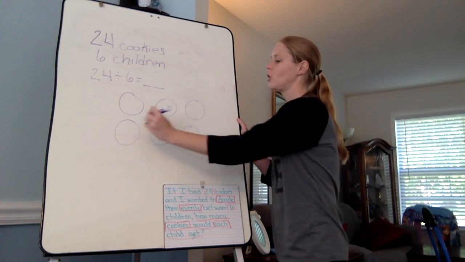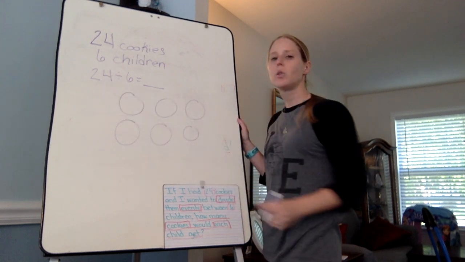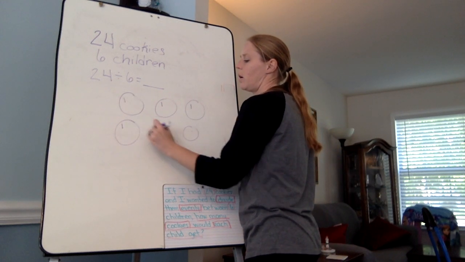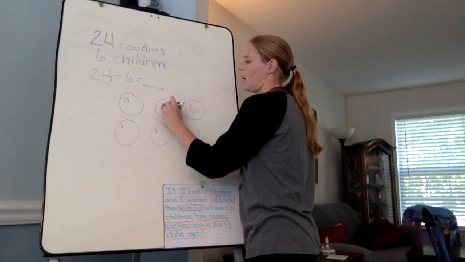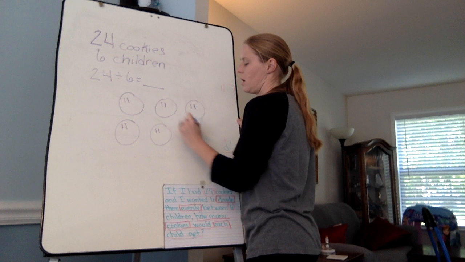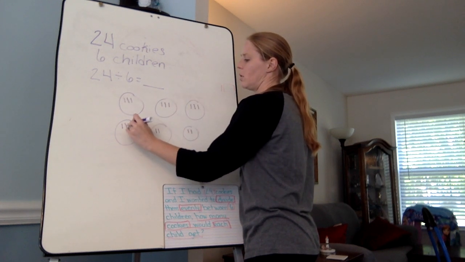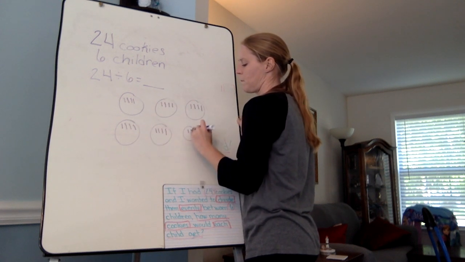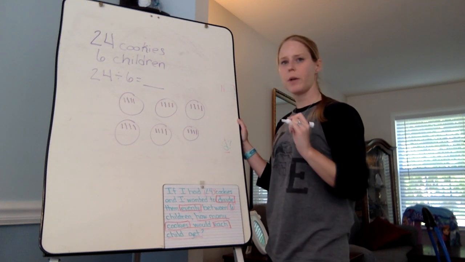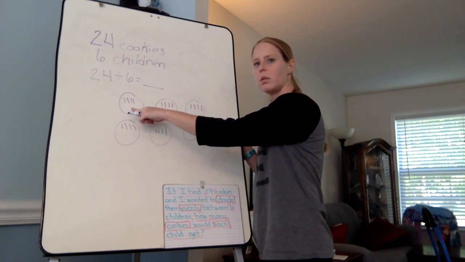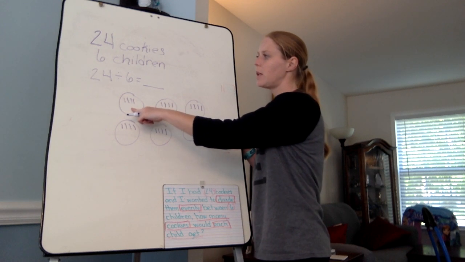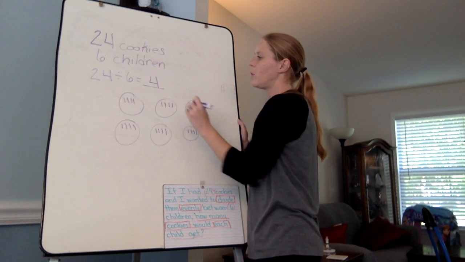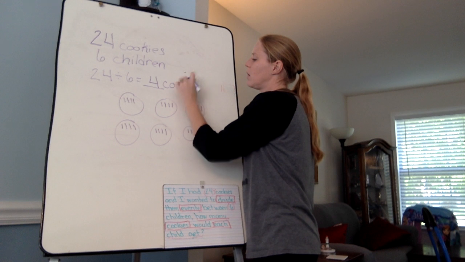So one way of doing this to figure out how many each kid gets is to put 1 in each group until you hit 24. Here's what I mean. 1, 2, 3, 4, 5, 6, 7, 8, 9, 10, and I'm going to keep going until I reach 24. So there's my 24. Now I'm going to look at one group. One group has 4 in it, so that tells me 24 divided by 6 equals 4. So 4 cookies go to each child.